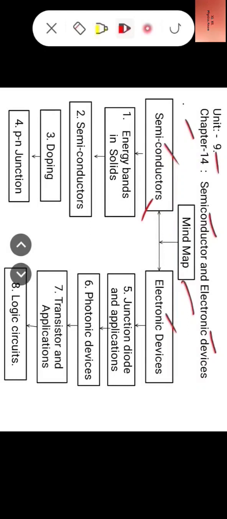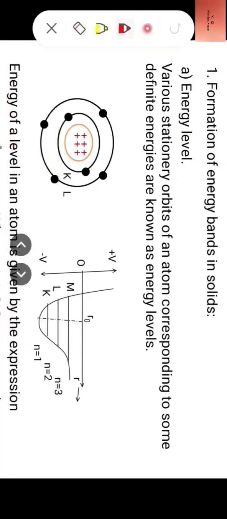In semiconductors we will discuss about energy bands in solids, semiconductors, doping, p-n junction. In second part, electronic devices, we will study about junction diode and applications, photonic devices, transistor and its applications, and logic circuits. So this is our strategy, how we are going to learn about this chapter. Now we take up one by one.